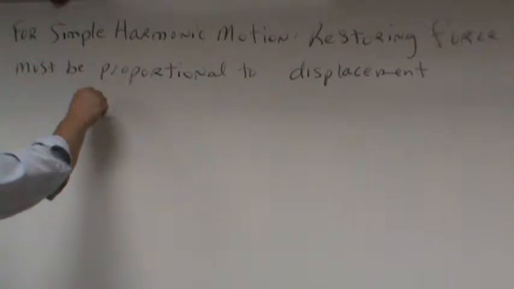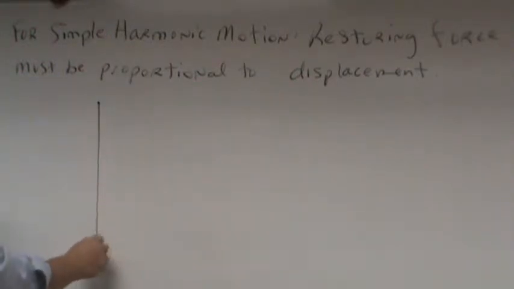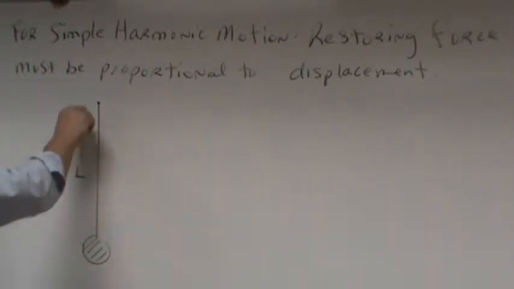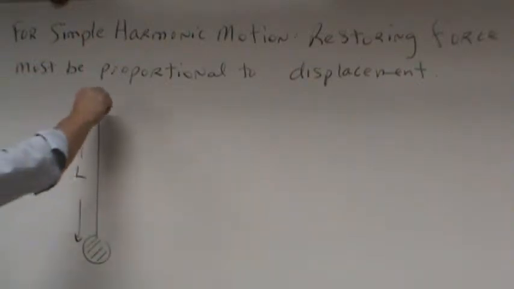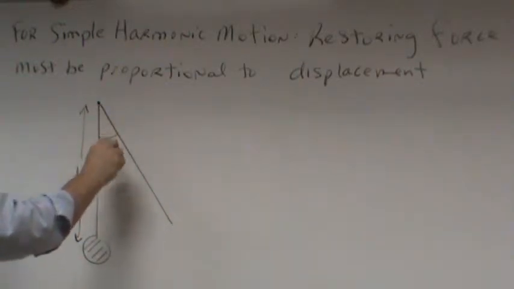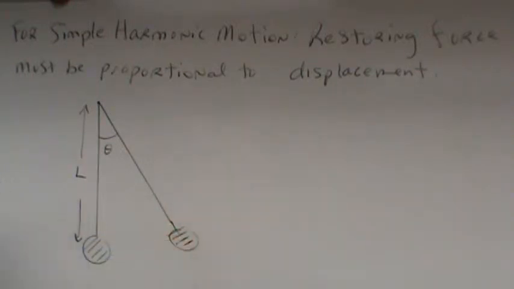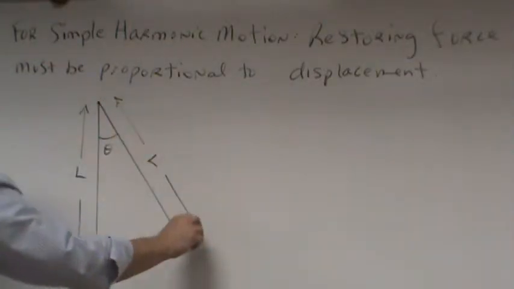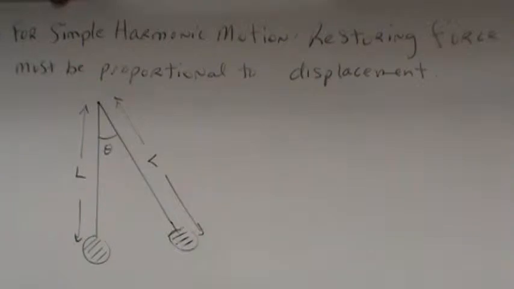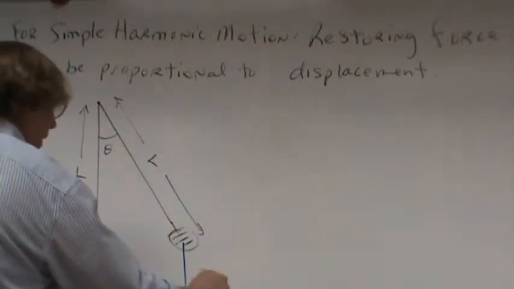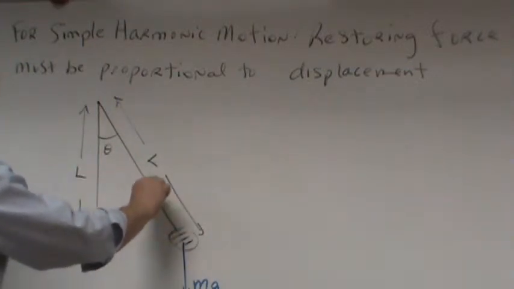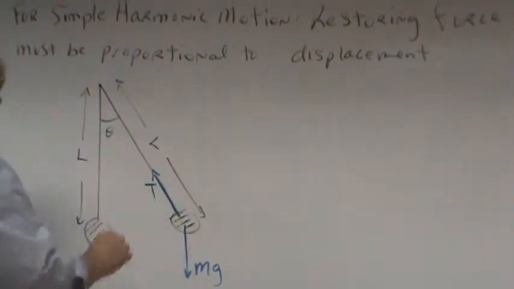Well, the same thing happens with a pendulum. Let's say I have my pendulum of length L. And then I decide to displace my pendulum an angle theta. This length is still L from there to there. There's 2 forces on this bob of the pendulum: gravity, mg, and tension, T.